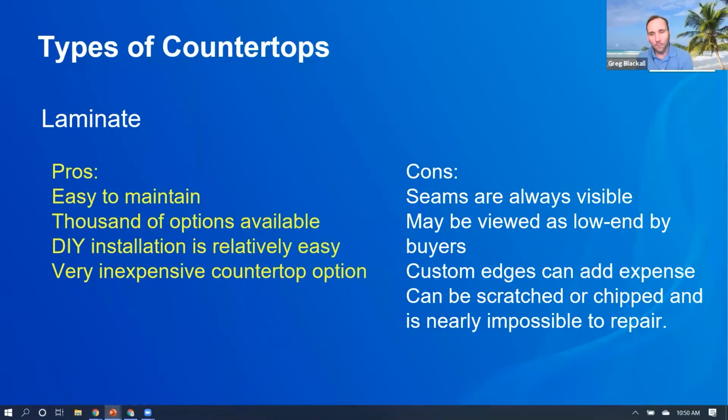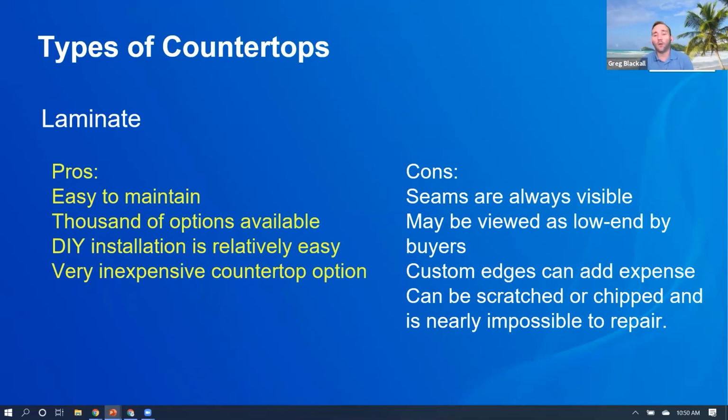Now, laminate. Laminate is the very entry-level, least expensive option for countertops. It's easy to maintain. You have thousands of options, it's easy for DIY installation, and it's pretty inexpensive. Some of the cons: the seams are always visible, right? As they come together, there's just no way. The laminate is a certain size, so your seams are always going to be visible.